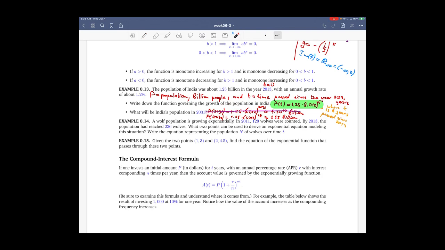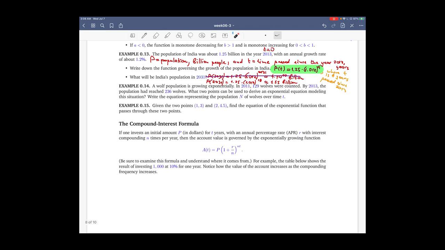All right. In the next example, we have a wolf population, and it's known that the population is growing exponentially. Also, we know that in the year 2011, we had 129 wolves. By 2013, the population had reached 236 wolves. What 2 points can be used to derive an exponential equation model in this situation? And write the equation representing the population n of wolves over time t.